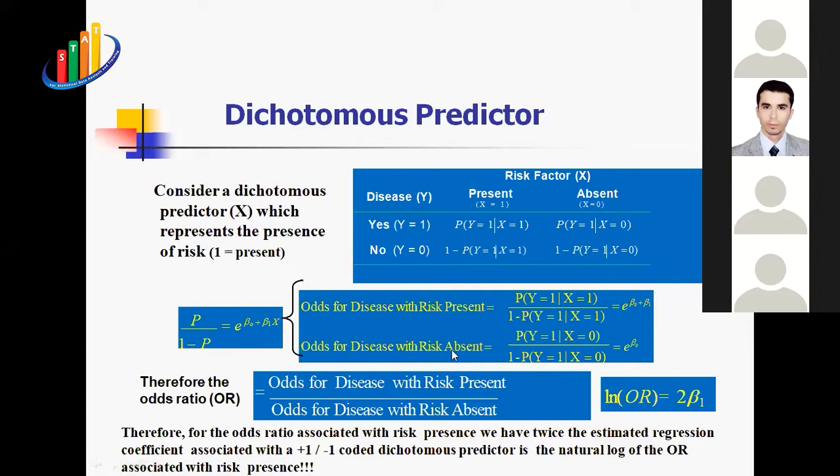So from this contingency table, we can find the odds for the disease with risk present and odds for the disease with risk absent. To sum up, the odds ratio associated with the risk presence is twice the estimated regression coefficient, which we code as +1 and -1, as a dichotomous predictor is the natural log of the OR associated with the risk presence.